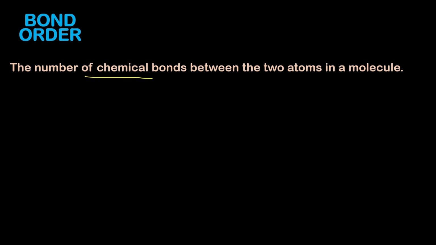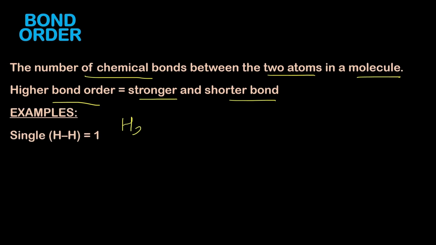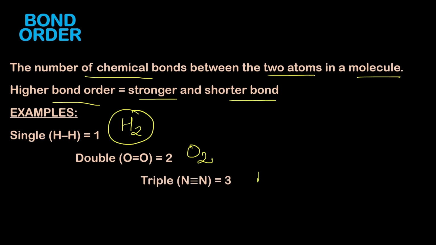Bond order. It is the number of chemical bonds between any two atoms in a molecule. A higher bond order indicates a stronger and shorter bond. For example, we have the hydrogen molecule H2 with a bond order of 1, the oxygen molecule O2 with a bond order of 2, and the nitrogen molecule N2 with a bond order of 3.